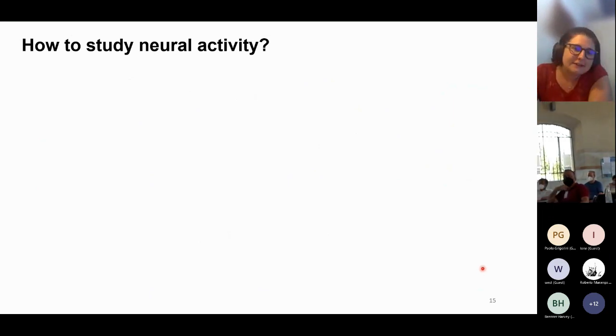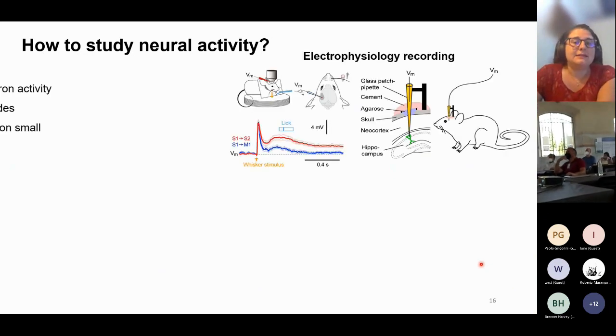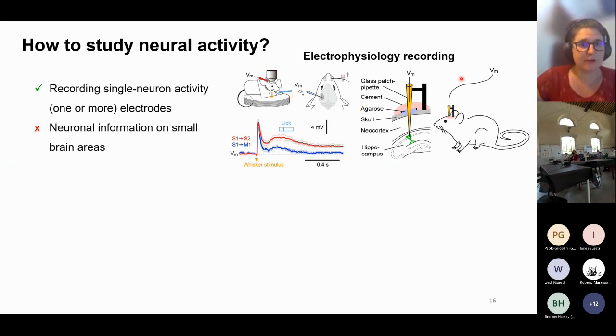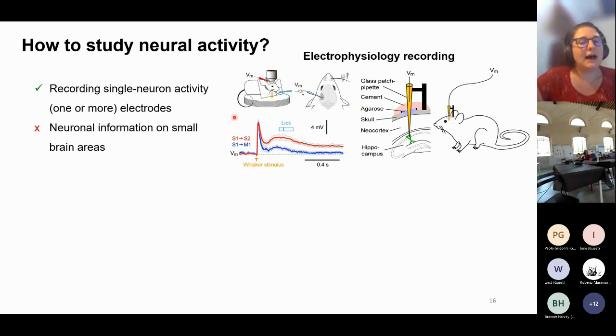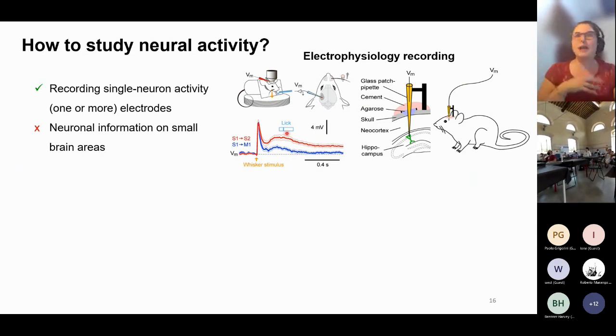But what are the techniques for studying neural activity? Techniques most used to study neural activity in rodents are based on electrophysiology recording, and these allow us to record single neuron activity through the implantation of one or more electrodes in brain areas of interest. However, this technique has the disadvantage of recording a very small brain region. So we have information only about the neurons that we can find near the electrodes.